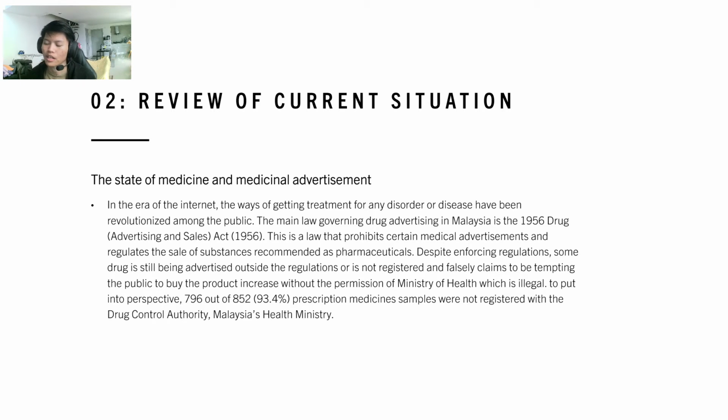So here we can see that 796 out of 852 prescription medicine samples were not registered with the Drug Control Authority, Malaysia's Health Ministry. So this is a huge problem, because some of these unregistered prescription medicines might not be harmful and will just end up wasting your money, while others might be very harmful for you. We don't know that. And that is 93%, which is a lot.